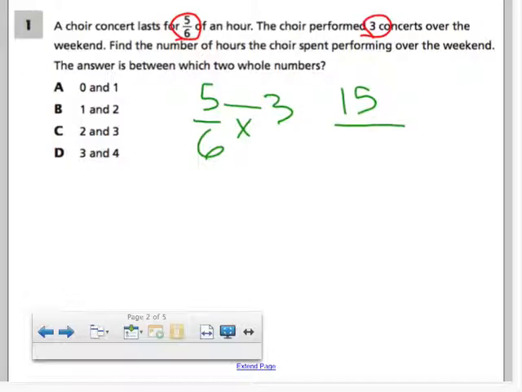15 what though? Don't forget the denominator. 15 over 6. Now that you have 15 over 6, you might think, hooray for me! I multiplied the fraction, I'm all done. But there's a better answer. There's a better answer, and it will help you get the right answer here.